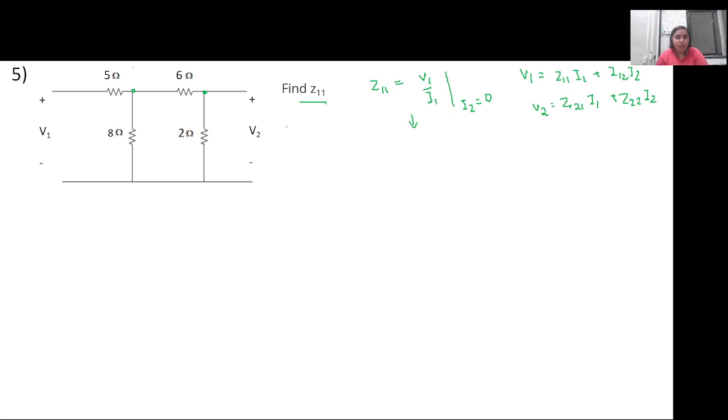I2 equal to 0. So when I2 is equal to 0, this is I1 and this is I2. Now this I2 is equated to 0, right? So whatever the voltage drop across this 2 ohm resistance is, it is because of the source current, that I1, that is coming up here, right? So if you see this, since I2 is equal to 0, this circuit can be just redrawn like this, right? So this is 5, this is 8, this 6 plus 2 ohm now are in series, right?